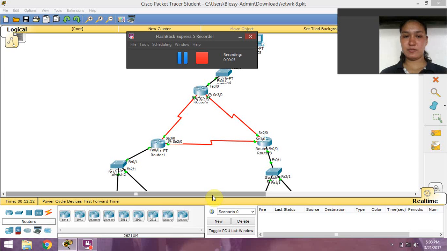Here I am going to explain my 8th experiment, that is configuration of EIGRP. EIGRP stands for Enhanced Interior Gateway Routing Protocol. The specialty of this network protocol is that it lets routers exchange information more efficiently than with earlier network protocols.